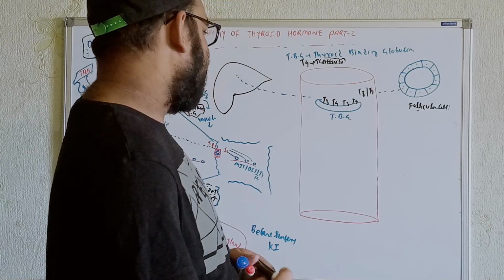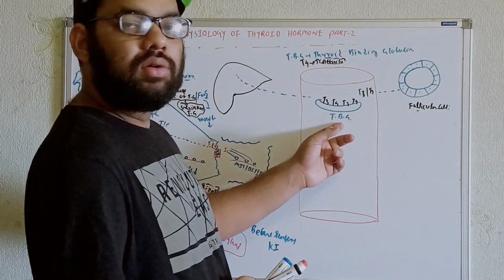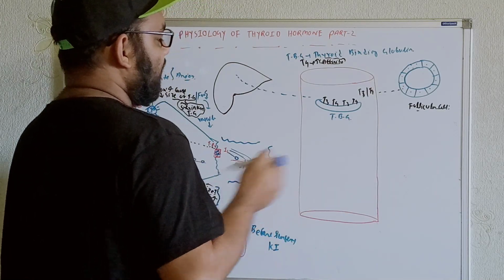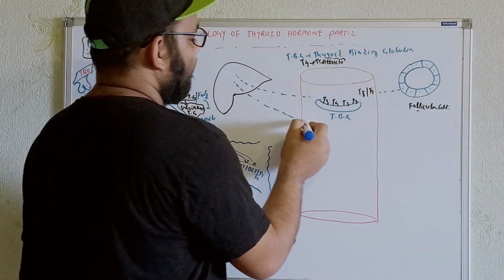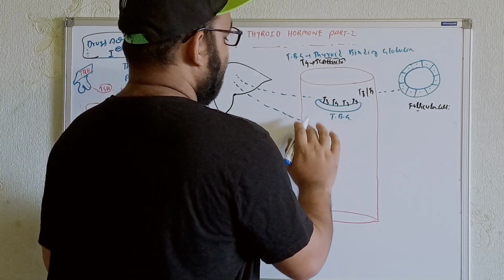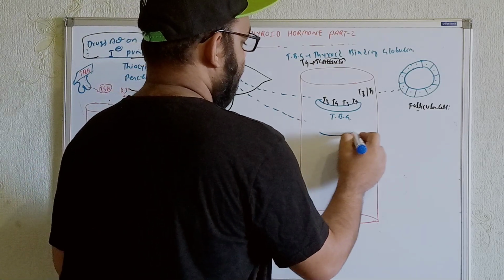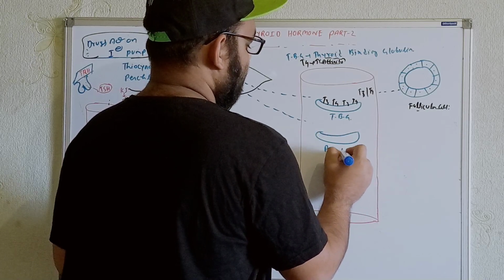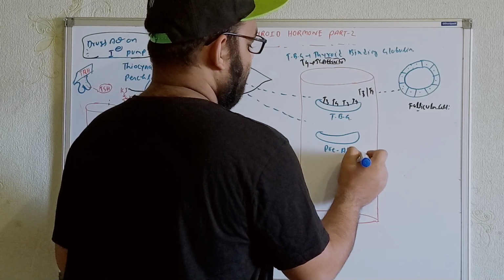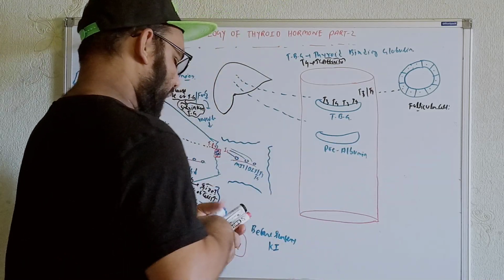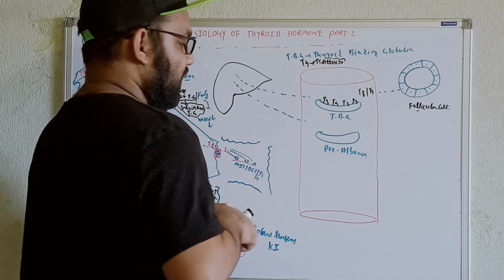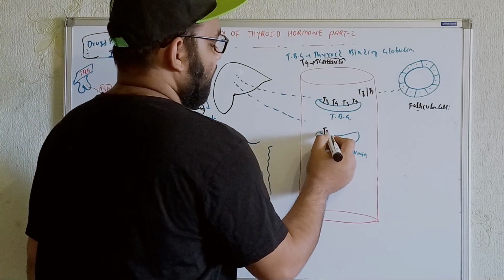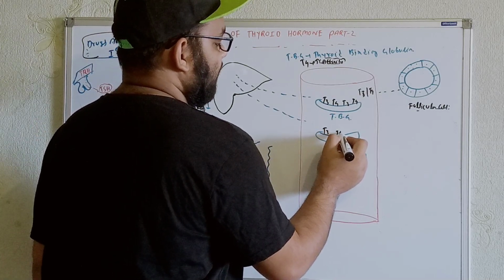They will be bound tightly within the thyroid binding globulin protein. Along with that, we will also get production of other kinds of proteins from the liver. We will get prealbumin, where we will also get binding of thyroid hormones, T3 and T4, but a lesser amount of T3 and T4 will bind to the prealbumin.